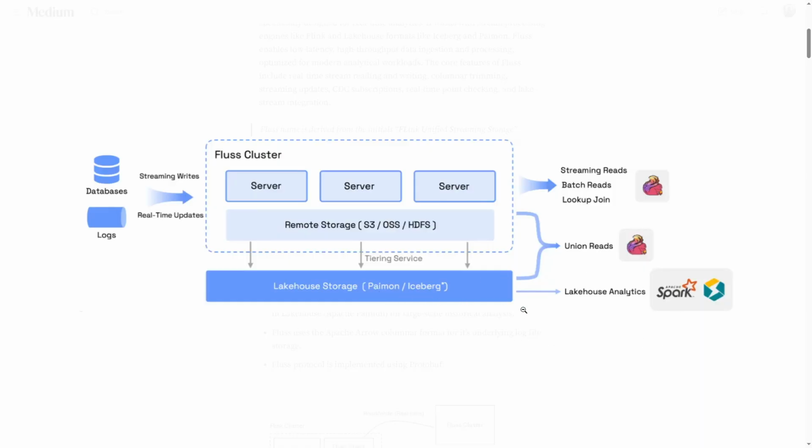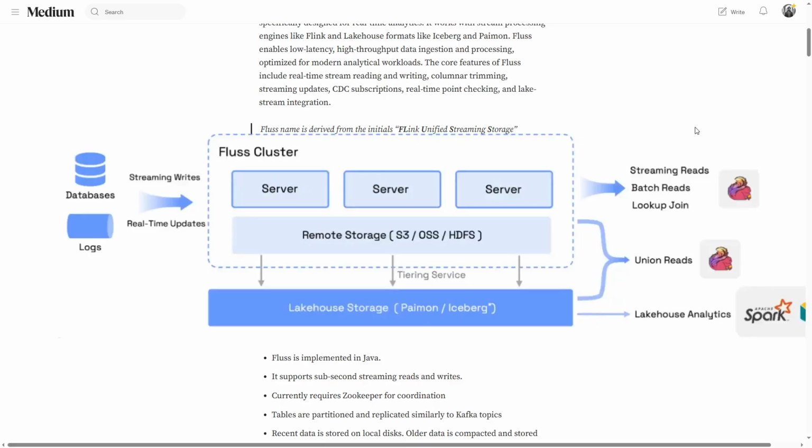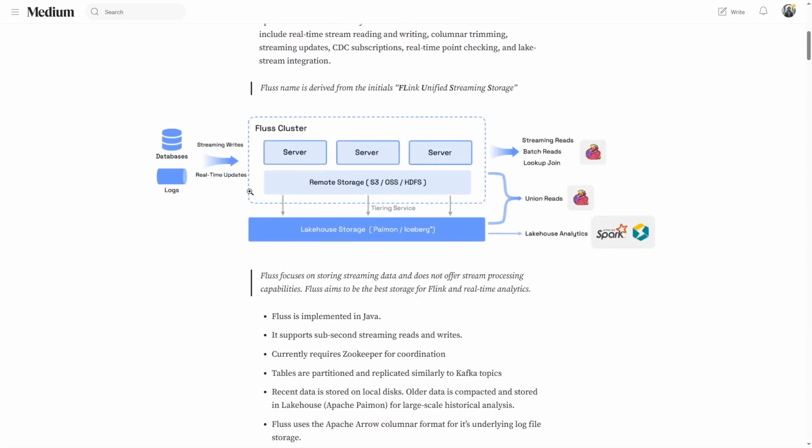What we can do with this is combine the real-time data plus the historical data in a union format and serve using Flink, or serve with batch platforms like Apache Spark, or even combine this with ClickHouse or other tools which support the formats mentioned in the lakehouse storage. So this is something that we will be seeing, and the updates are happening in real time. Also, the name Fluss is short for Flink Unified Streaming Storage.